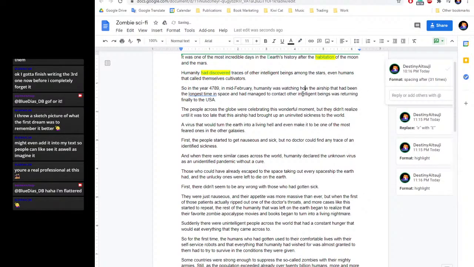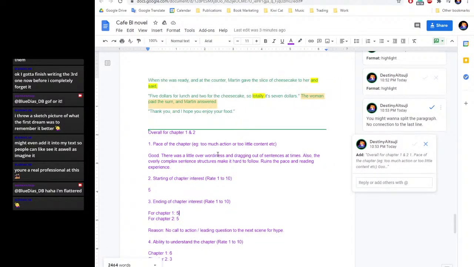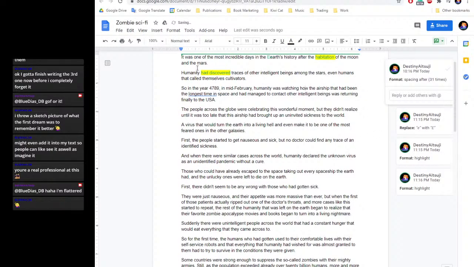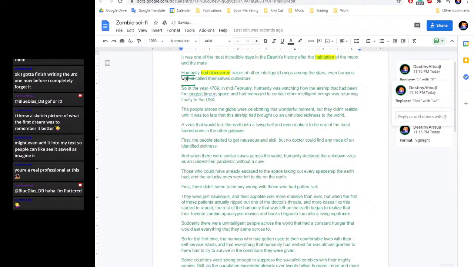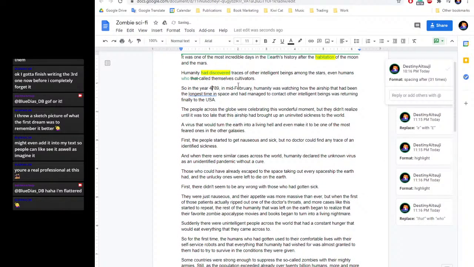Right, since this one has over a few thousand comments by now, I'm just going to try and make these scars. Okay, discovered traces of other intelligent beings among the stars, even humans who call themselves cultivators. I think it's "who," not "that." Right, so in the year blah blah blah, in the middle of February, humanity was watching the airship.